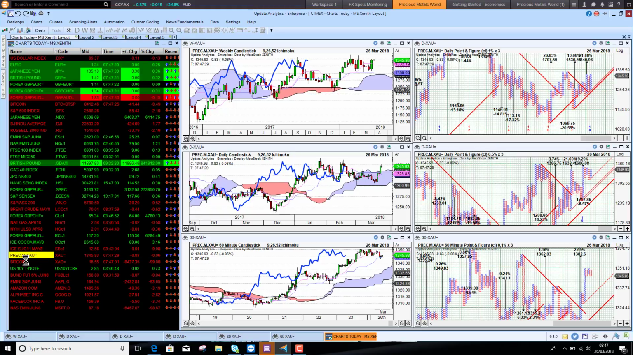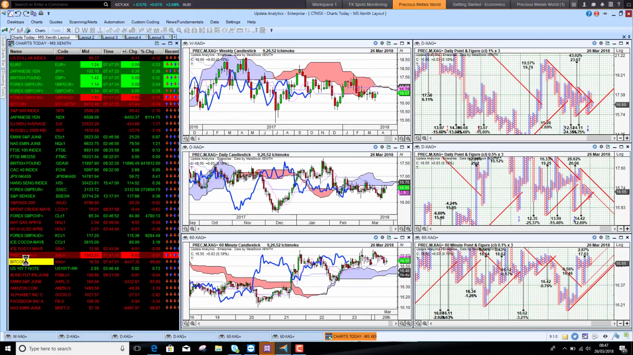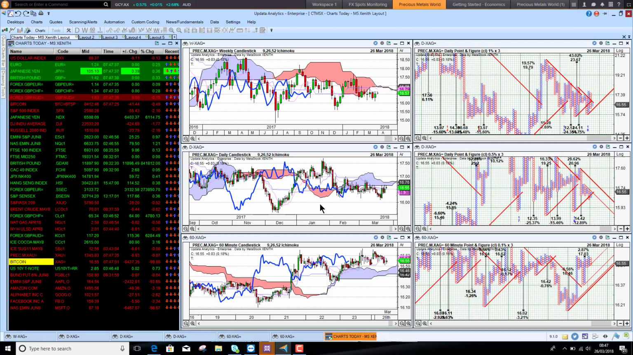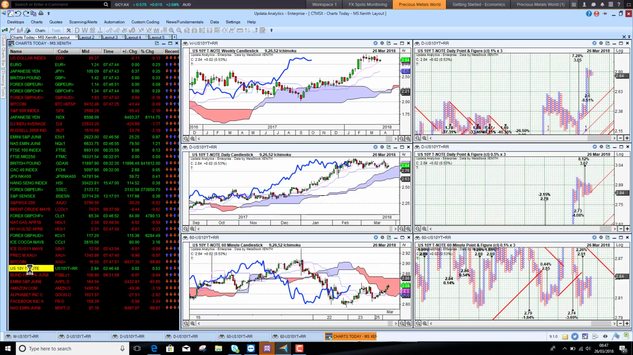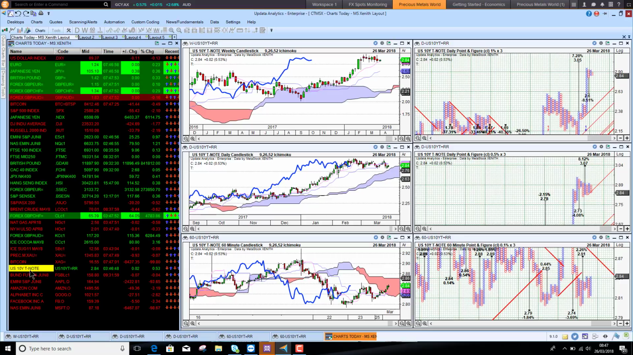Silver also rose quite strongly on Thursday and Friday. Still not looking quite as good as the gold chart on the medium and long term picture, but that's still looking pretty good on the short term. And if we look at the US 10-year yields on bonds, recovering off the bottom, sitting at 2.84 at the moment, still in bearish mode there.